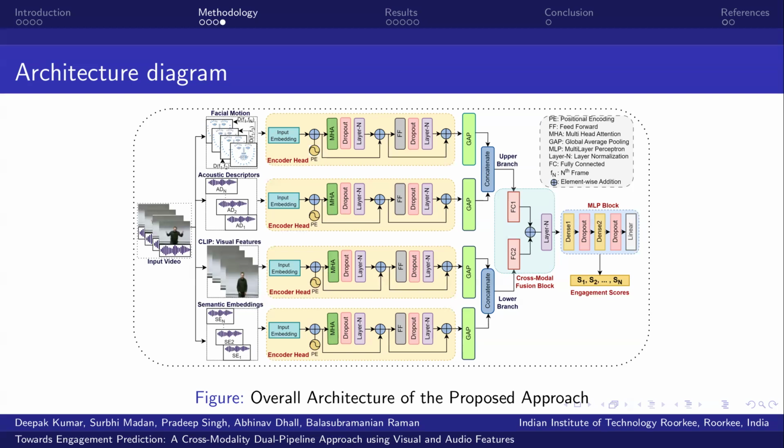synergistic effects across modalities. The final block is the MLP block, or final prediction layer. The concatenated and integrated features are passed through a series of fully connected layers to obtain the final engagement predictions. The final output layer uses a linear activation to predict the engagement score for each time window.